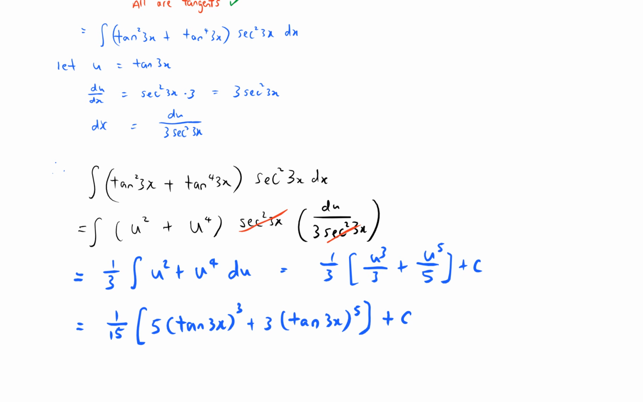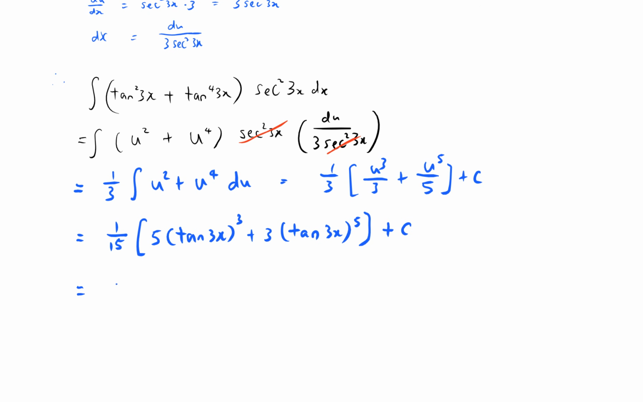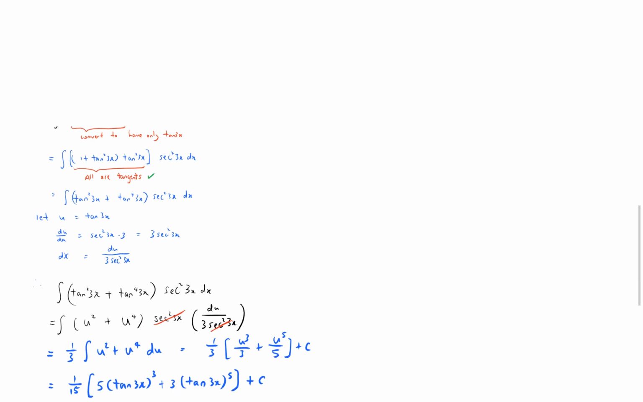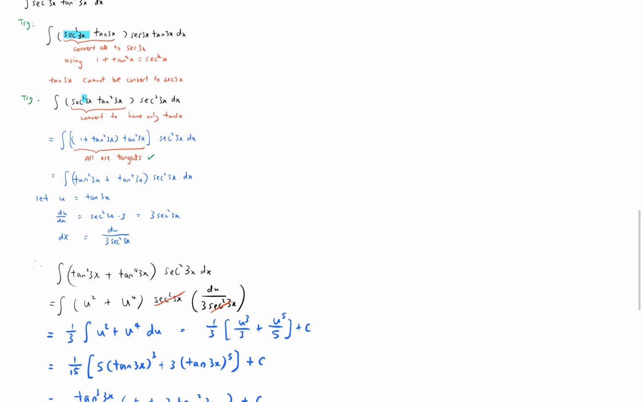Next you can take out tangent square 3x over 15, times 5 tangent 3x plus 3 tangent cube 3x, plus c. Okay, so this is the full solution for the example, excluding the so-called testing, the trying procedure.